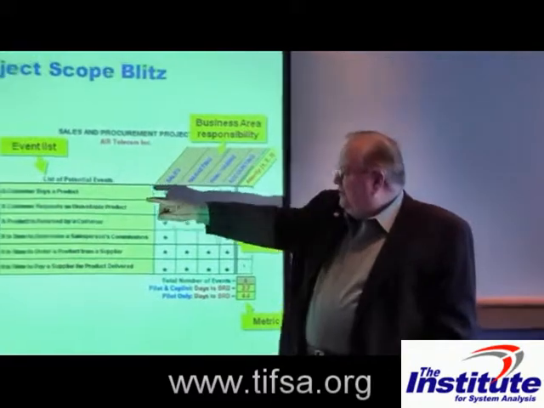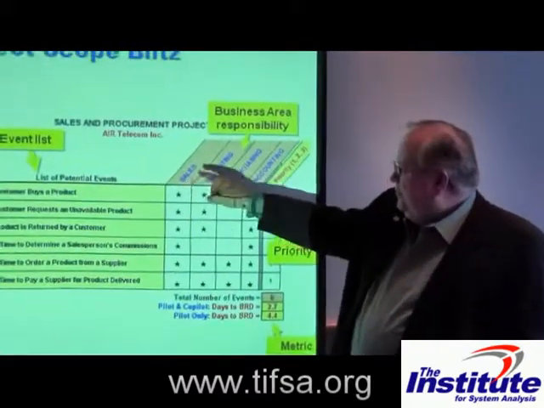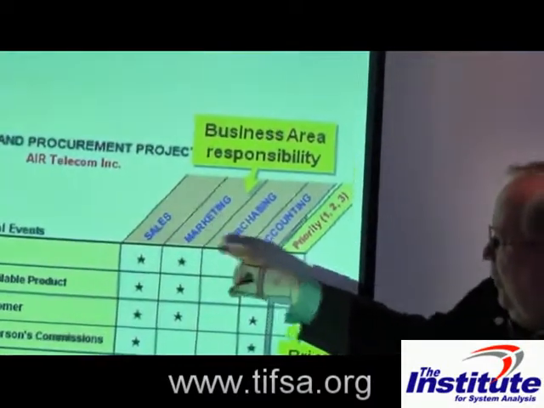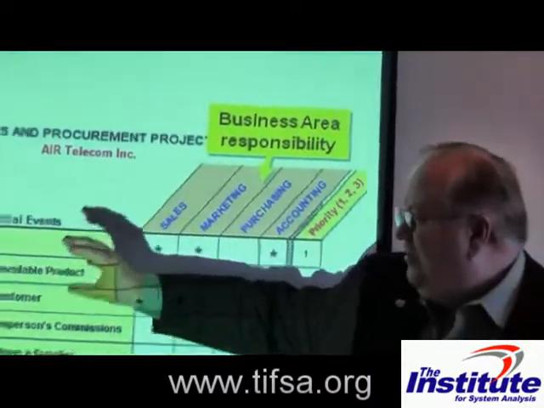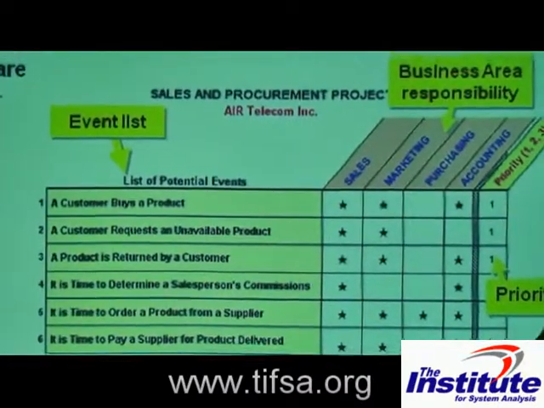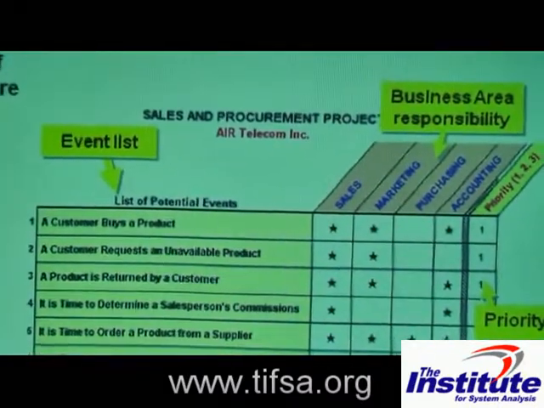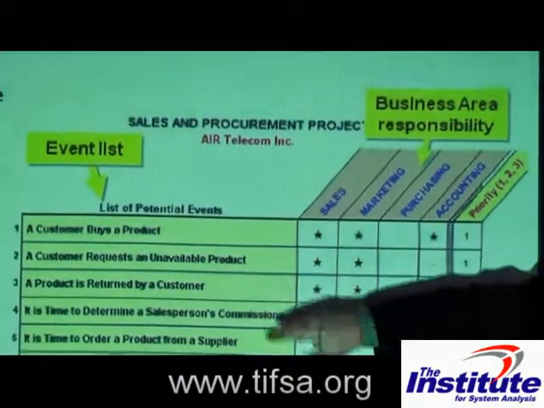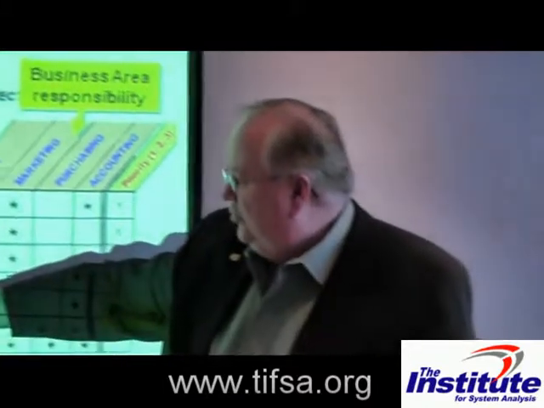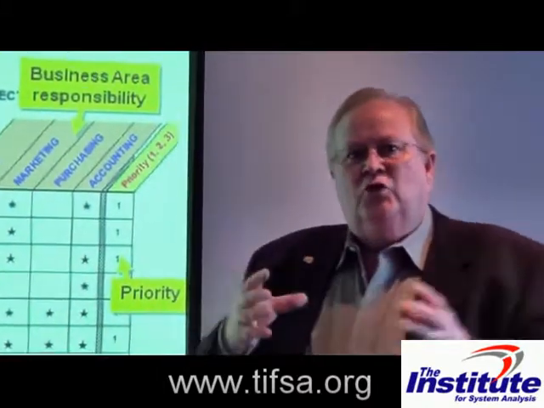But you identify for each event the different business units or departments or business areas that are involved with each of these events. Here we have a customer buys a product. Who's involved in dealing with a customer buys a product? And only about buying the product, not about any of the other things here, product being returned or determining the salesperson's commissions or anything like that. But who has ownership of that, if you like?